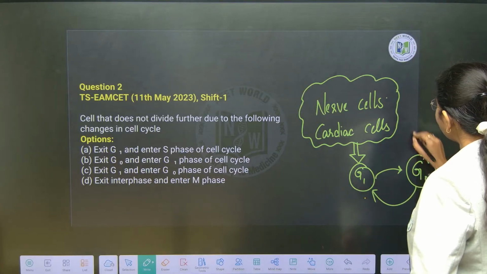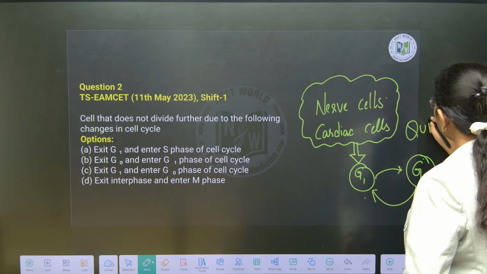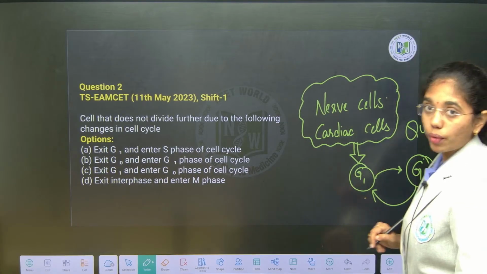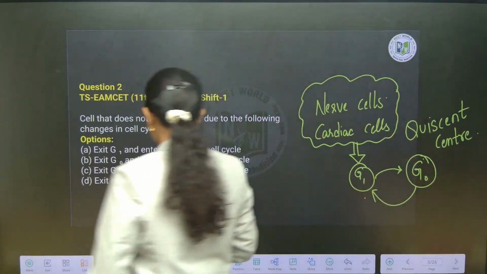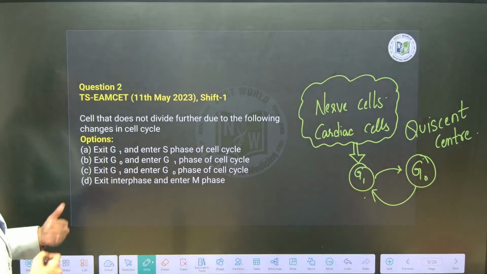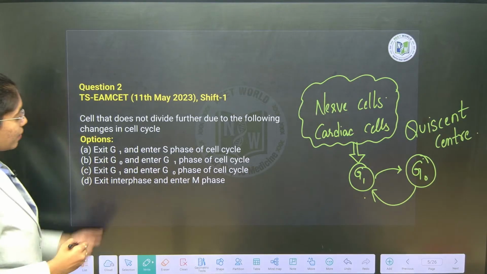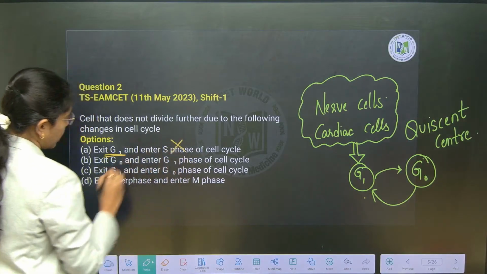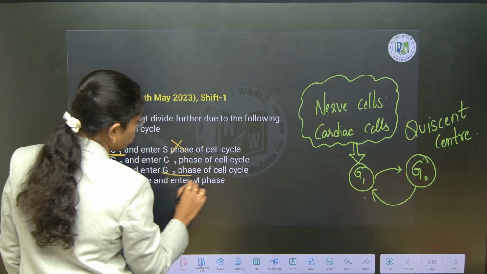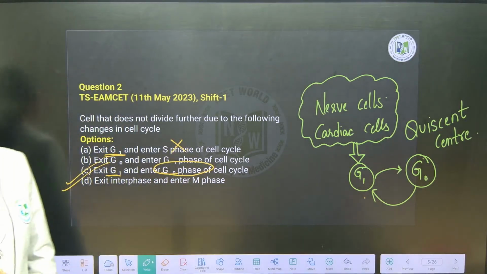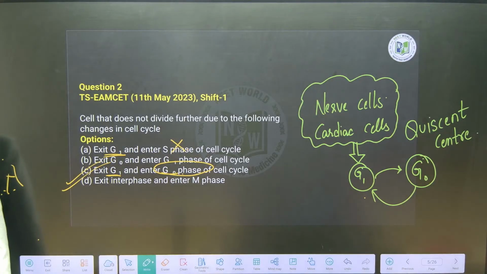The G0 phase is addressed as what? The quiescent stage, where cells are metabolically active. So here, the cells that do not divide further due to the following changes will exit which phase? They will exit the G1 phase and enter the S phase? Wrong. They will exit the G1 phase and enter the G0 phase of the cell cycle. Option C is the right answer, which is a statement-based question.